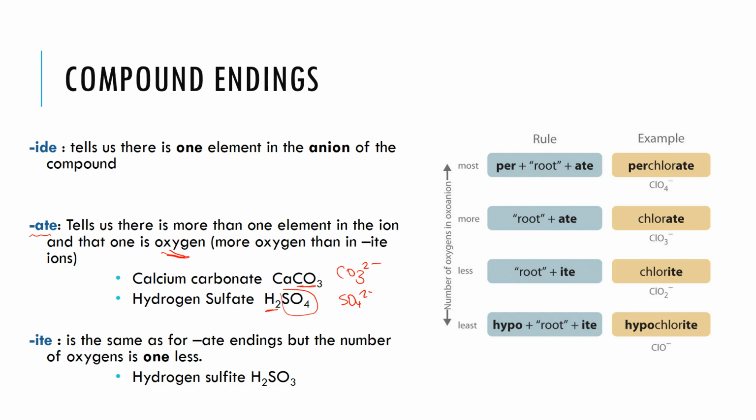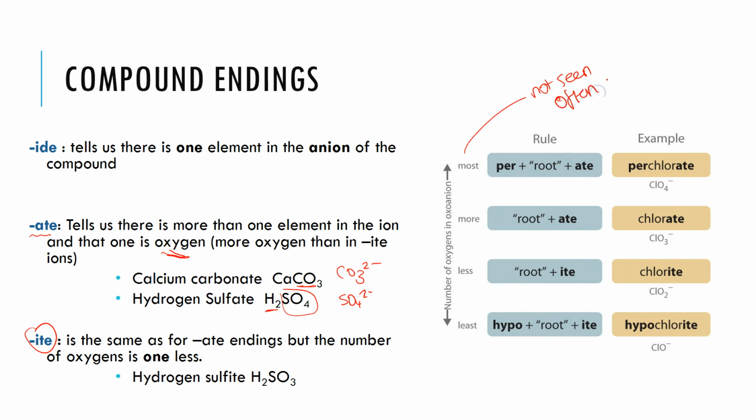Then the tricky one, and these are the ones that you need to know, is that ITE means that it has one less oxygen than the other one. Basically we have this set of rules for the numbers of oxygen in our anions: the root, which is the name of the element, plus ATE means more. If it's per-root-ATE, so perchlorate, that's the most. We don't see these often.